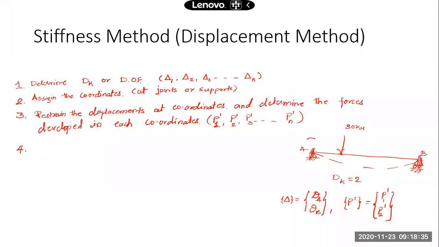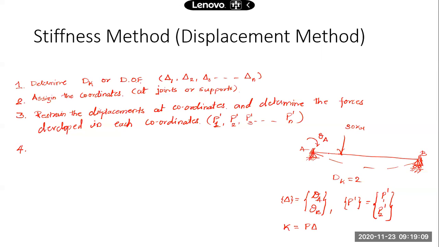If I want to have a rotation of theta A at end A, I have to apply some force over here to rotate this member about end A by theta A. What is that required force? That can be determined by our stiffness coefficient. What is the stiffness coefficient? The stiffness coefficient is the force required for unit displacement, when delta is 1 or theta A is 1.